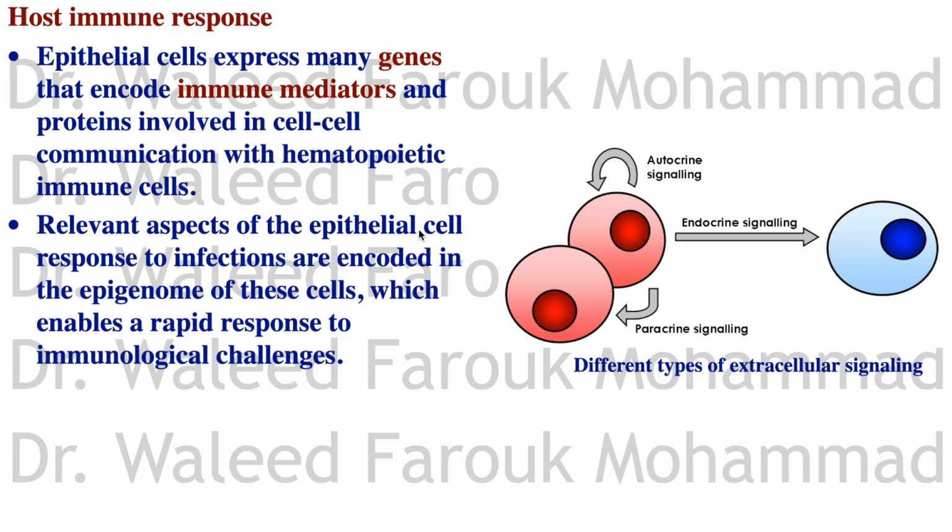Also, it has a role in immune response because it can express many genes that encode immune mediators that attract the components of the immune system to a site of injury, for example. And this is encoded in the genome of these cells, which enables a rapid response to immunological challenges that the body encounters.